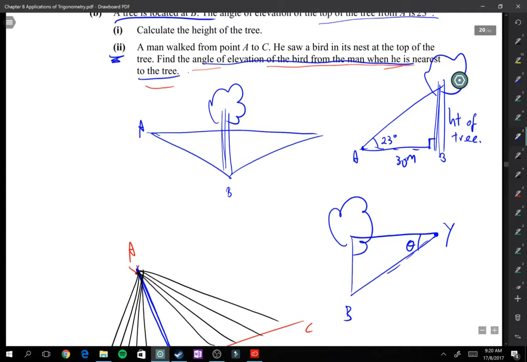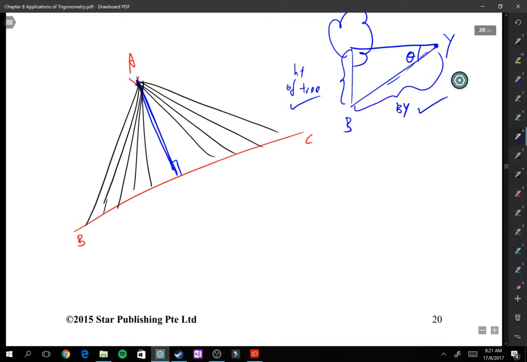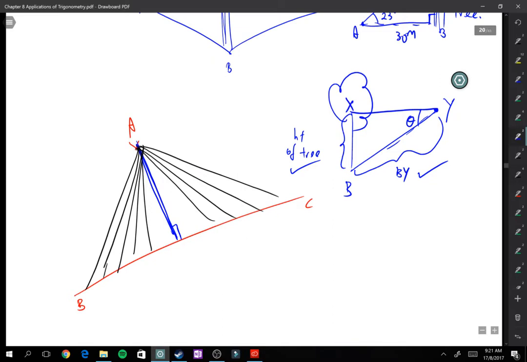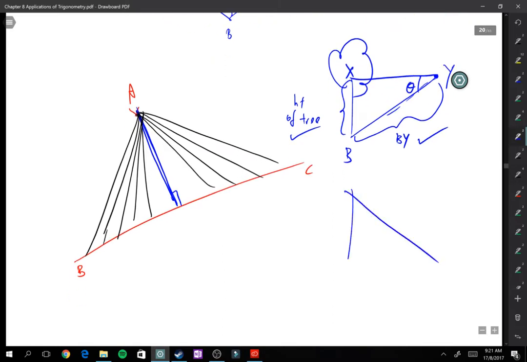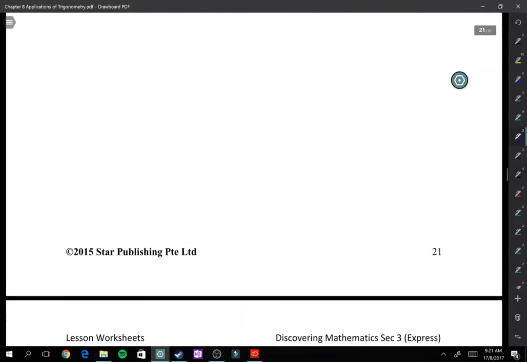Early on in that question we found that BY can be found, and this is simply just the height of the tree, which is found also. So then let's call the top of the tree X. Basically we have a triangle that's like this. This is the theta that you are interested in. This is Y, this is B, and this is X. It may be a bit confusing, so you may need to imagine a bit in the 3D model. Okay, so this is it for question 11.